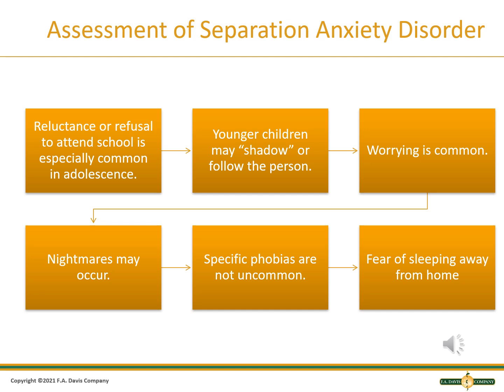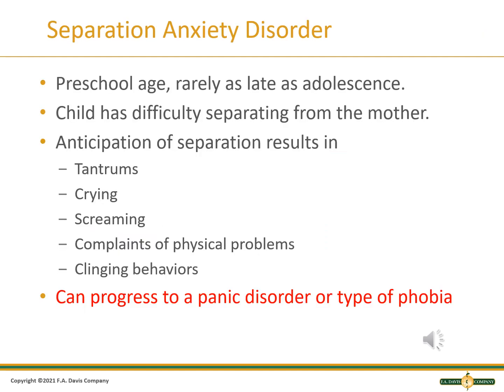Younger children may follow the person they are afraid to be separated from. The guardians of these younger children may also have a history of anxiety disorders. Worrying relates to the possibility of harm to self or to the attachment figure. The symptoms and assessment of separation anxiety disorder include crying or screaming, throwing tantrums, and clinging behaviors to the person they do not want to separate from. This person is usually the mother. Children may even complain of physical problems, such as headaches. If not resolved, it can lead to phobias or even panic disorders.